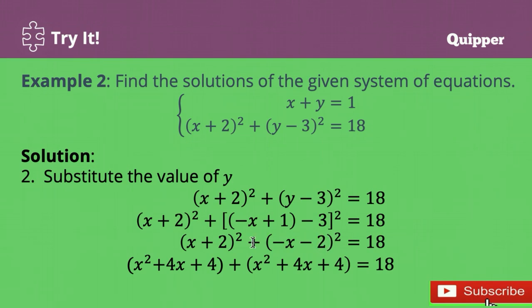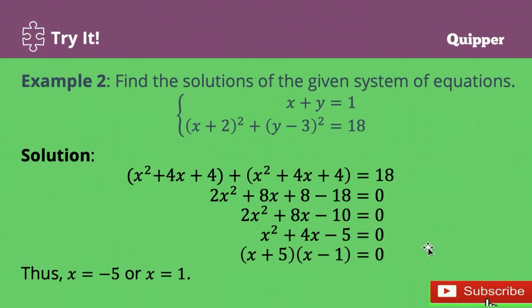Then, expanding (x plus 2) squared and (negative x minus 2) squared, we now have x squared plus 4x plus 4. And on the next binomial, the expansion is x squared plus 4x plus 4 is equal to 18. Then, combining like terms, we have x squared plus x squared, that is 2x squared, 4x plus 4x, 8x, and 4 plus 4 is 8.